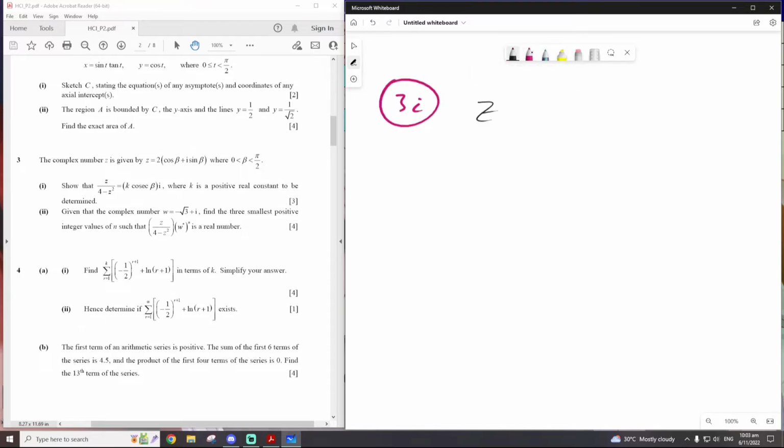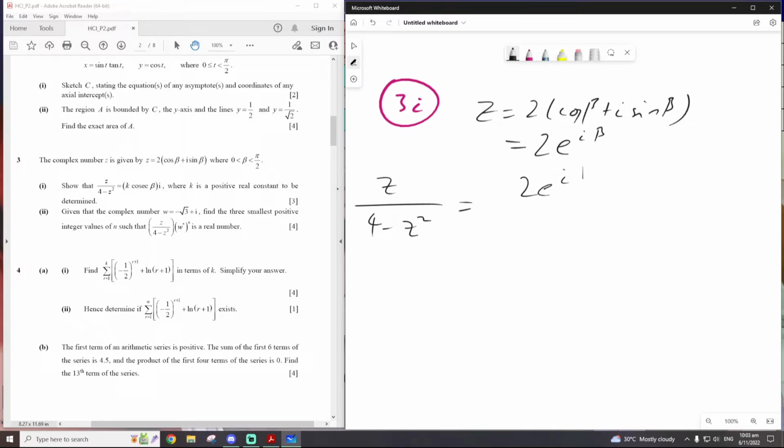So we have z equals 2 times cosine beta plus i sine beta, which we will realize is actually 2e^(i beta). Okay. Show that z over 4 minus z squared is k cosecant beta i, so it's an imaginary number. So z over 4 minus z squared, well, this is 2e^(i beta) over 4 minus 4e^(2i beta) actually. Okay, and of course you can reduce this. So let me write this as that, 2 minus 2.